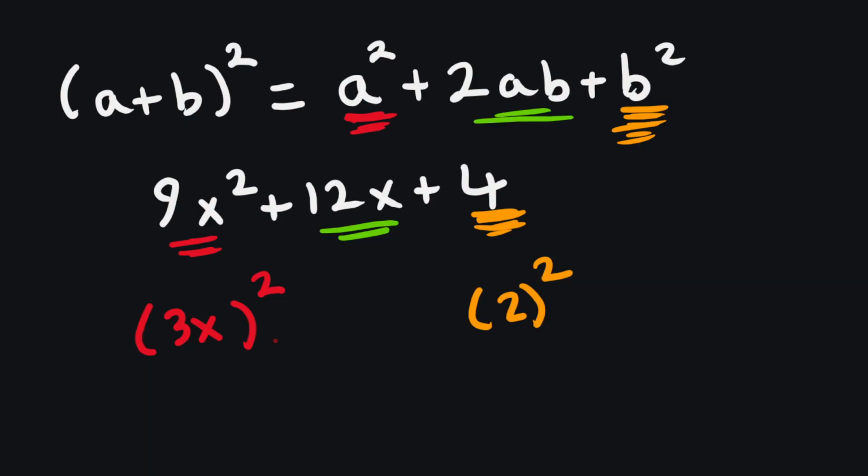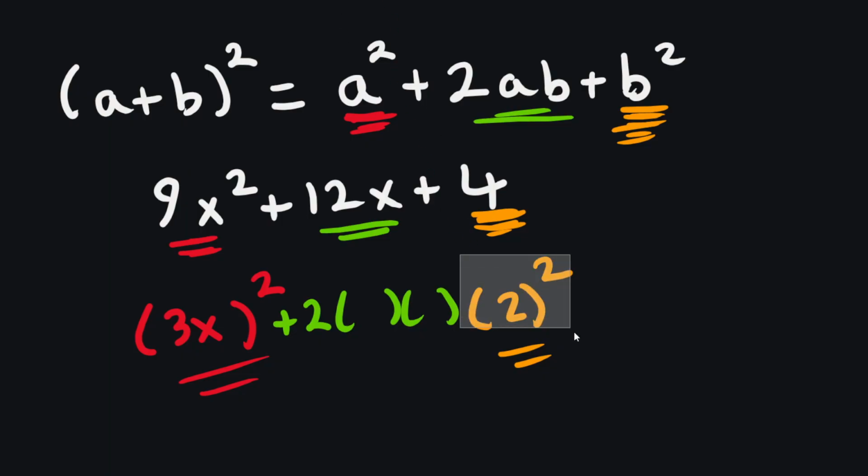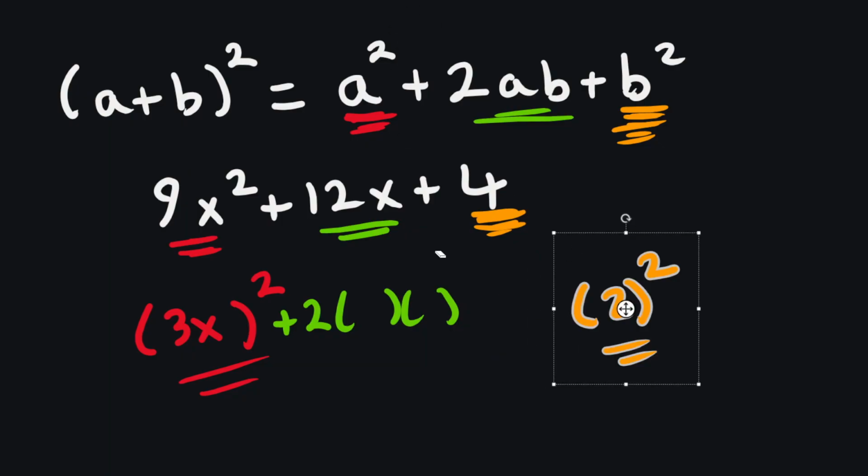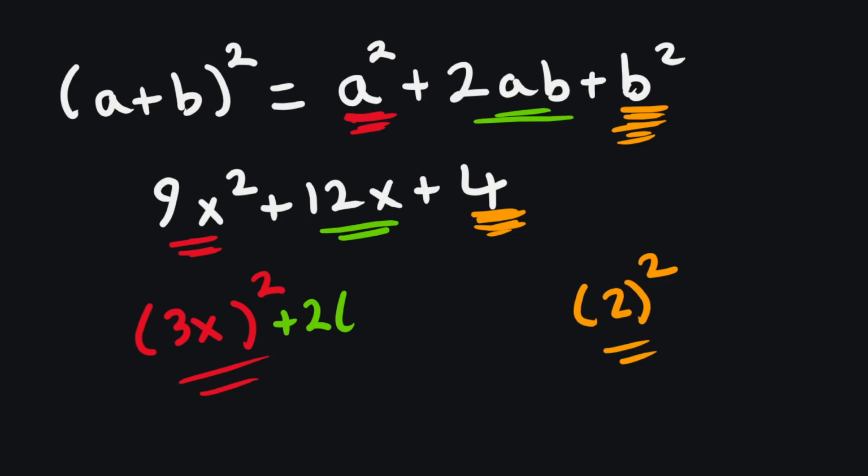So we have our a squared, which is here. We have our b squared, which is here. And now let's write down our 2ab. So our 2ab, so plus 2 times a times b. And let's just move this 2 squared a little bit further, right there, just to make it a little easier to read. Plus. Excellent.